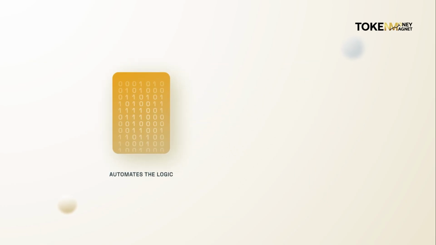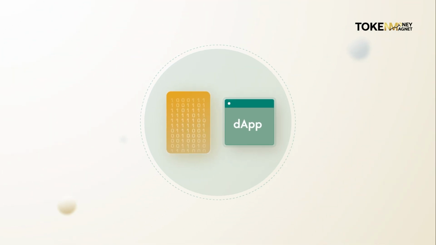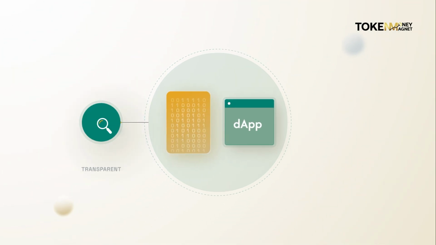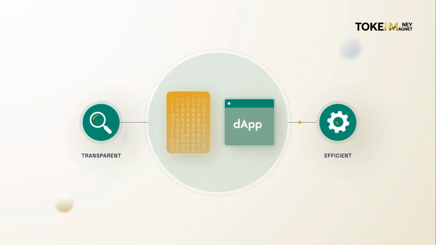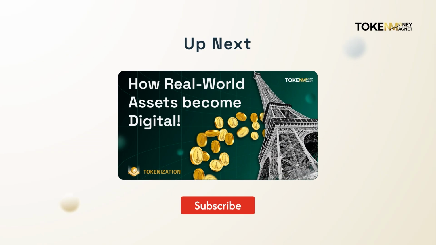Smart contracts automate the logic. DApps make that logic accessible. Together, they're powering a decentralized economy that's transparent and efficient. Next up, we'll explore how real-world assets like real estate and gold are being tokenized on-chain. Stay tuned for Episode 9, Tokenization 101.